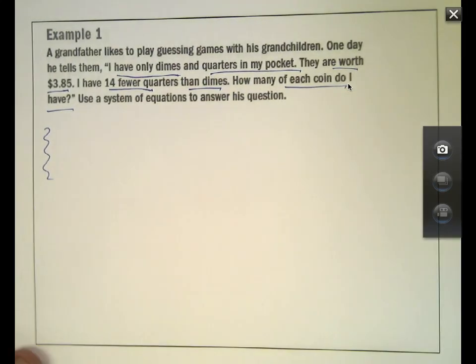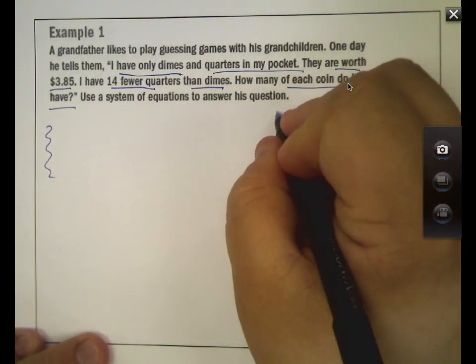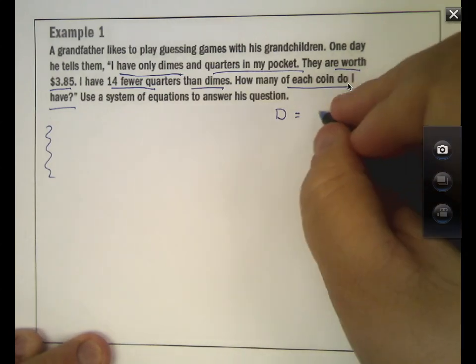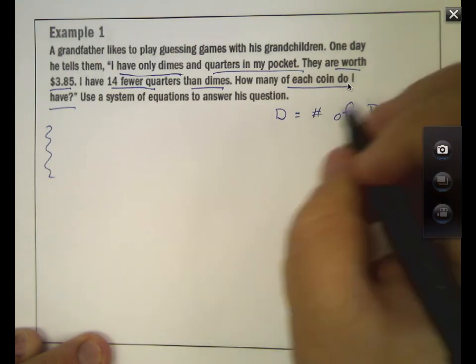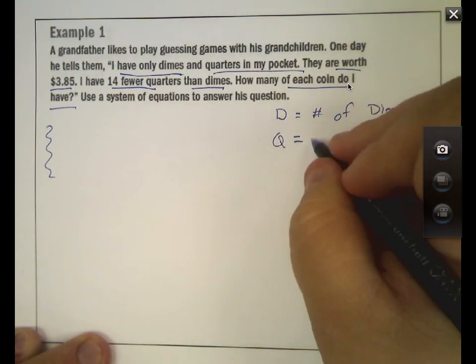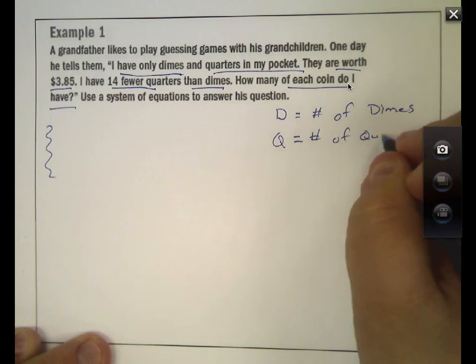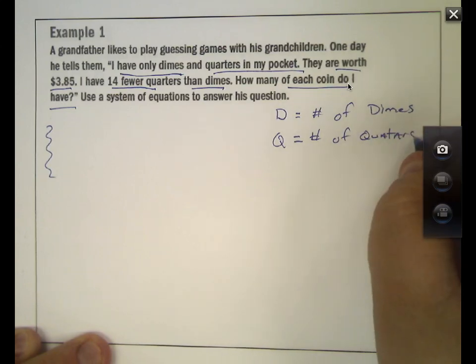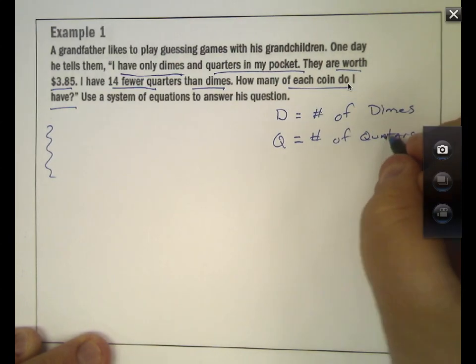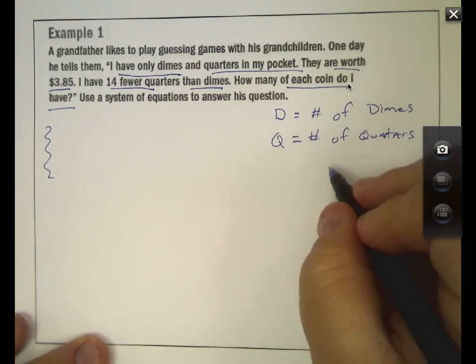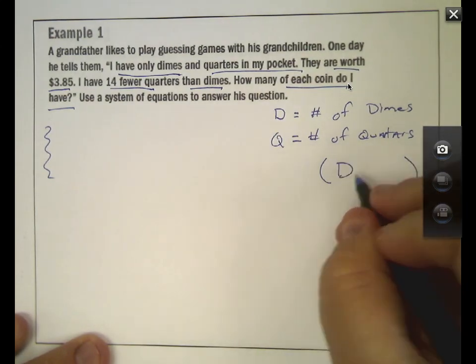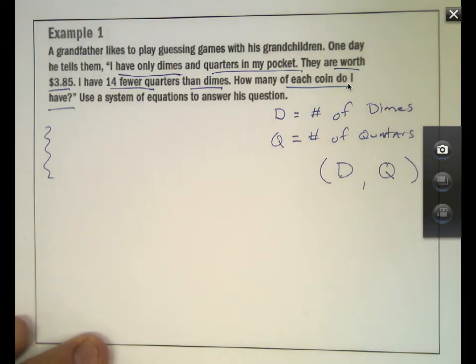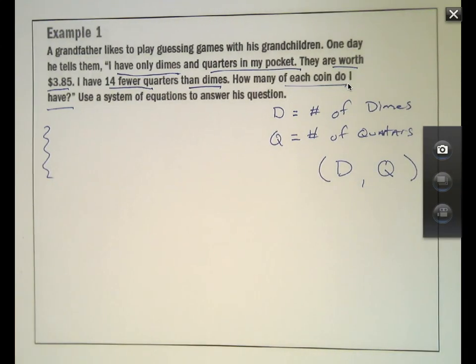So what I'm going to do is let D equal the number of dimes and Q equal the number of quarters. Makes sense, right? When I write out my solution, you always go in alphabetical order. So we're going to say D dimes, Q quarters is how we're going to write our solution. Okay, let's get to the equations.